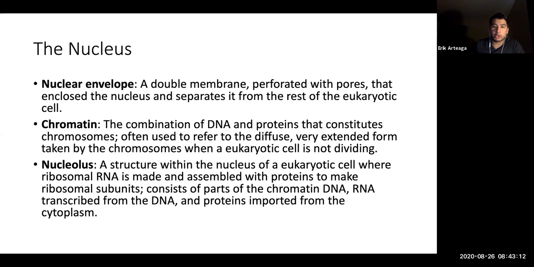So nucleolus, a structure within the nucleus of a eukaryotic cell where ribosomal RNA is made and assembled with proteins to make ribosomal subunits, consisting of parts of the chromatin, DNA, RNA transcribed from the DNA, and proteins imported from the cytoplasm, right? So this is going to be an area where we have the ribosomal subunits made. So there's a lot of transcription going on, and then the creation of the ribosomes there.